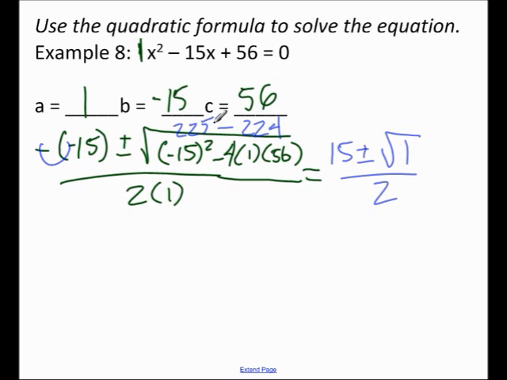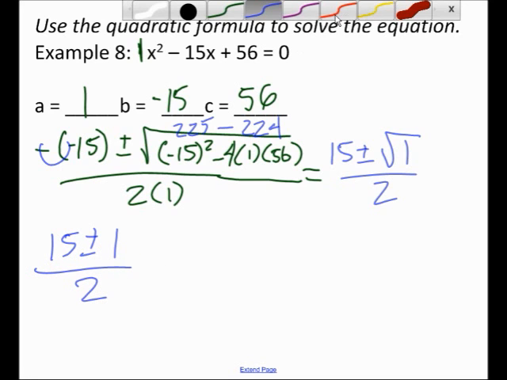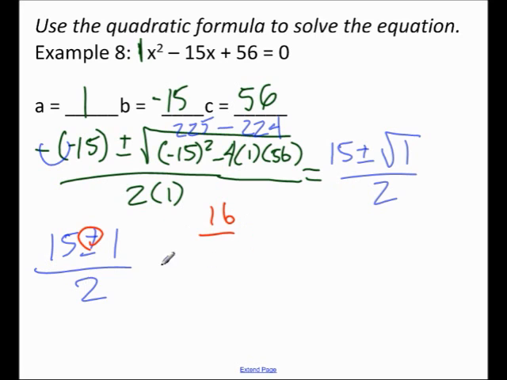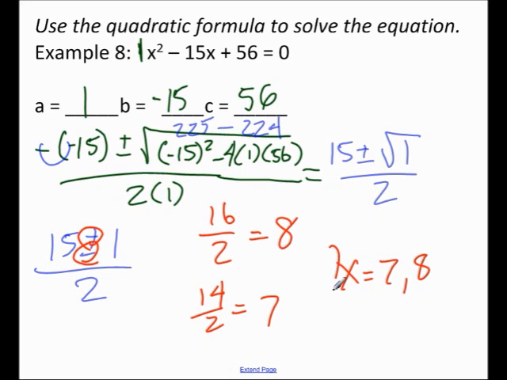It's like magic. All that stuff just disappears and I've got square root of 1 over here. Do we know what the square root of 1 is? Heck yes we do. 15 plus or minus 1 all over 2. So now it's kind of like the situation where we need to do both of our little problems. I'm going to go with 15 plus 1. 15 plus 1 makes 16 over 2, which is 8. Then I'm going to go with 15 minus 1. 15 minus 1 is 14 over 2 makes 7. So x equals 7 or 8 as our two answer choices.